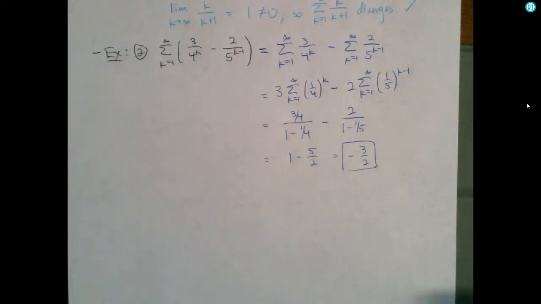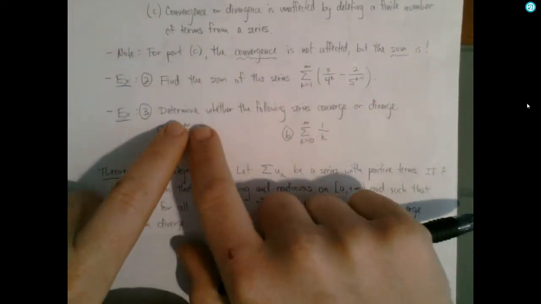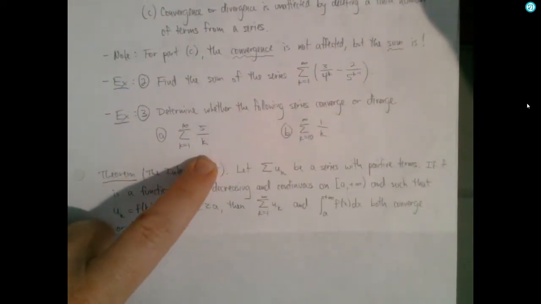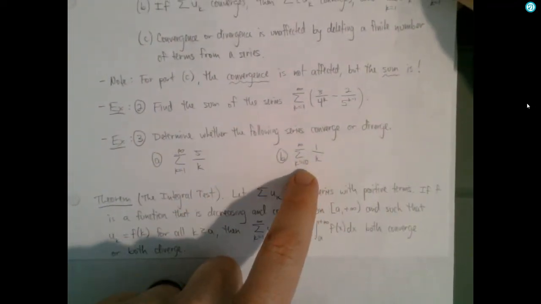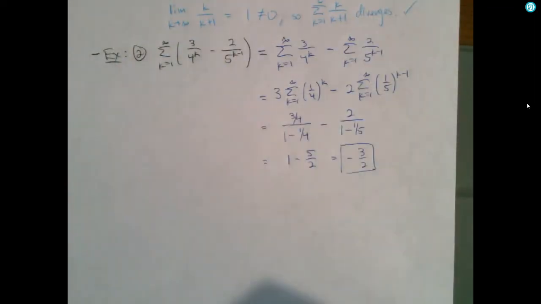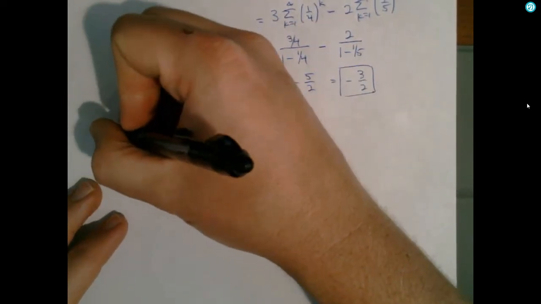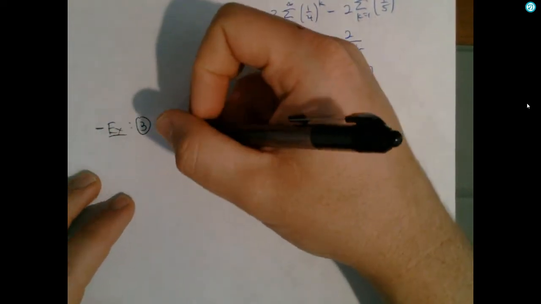Very good. Here's another example of using theorem 9.4.3. It says determine whether the following series converge or diverge. And we'll do this for 5 over k and then 1 over k. Oh, but this one starts the index at 10, so let's be careful there. So this time we're not so interested in finding the sum. We just want to know if the thing converges or diverges.